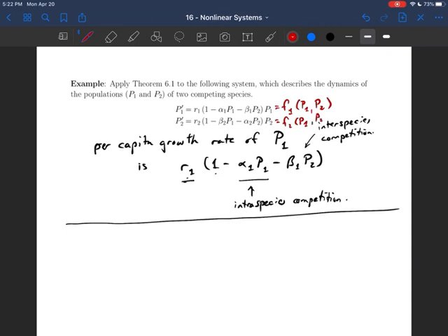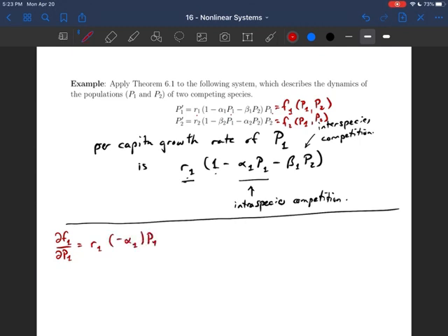And what we need to look at is all of the partial derivatives of the right-hand sides of this equation, right? Because this right-hand side here, this is F1 of P1 and P2. This one is F2 of P1 and P2. So we need to look at our partials. So what will we have? We need the partial derivative of F1 with respect to P1. You've got to do some product rule and things like that. We get R1 times 1 minus alpha 1.